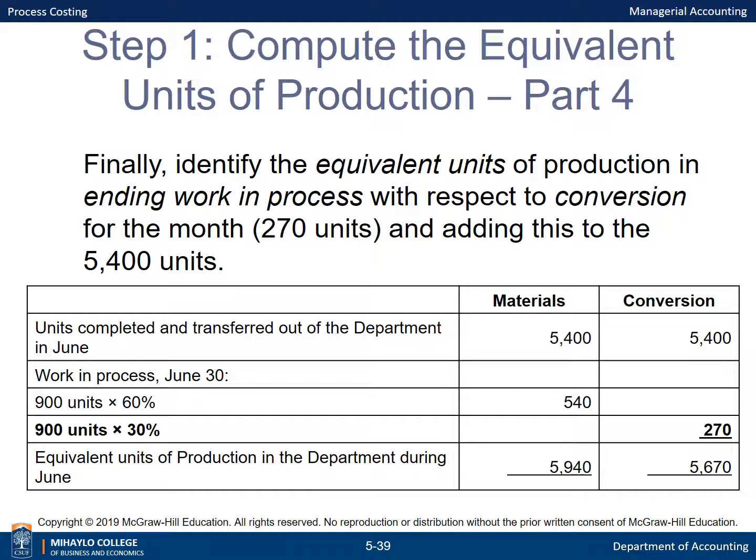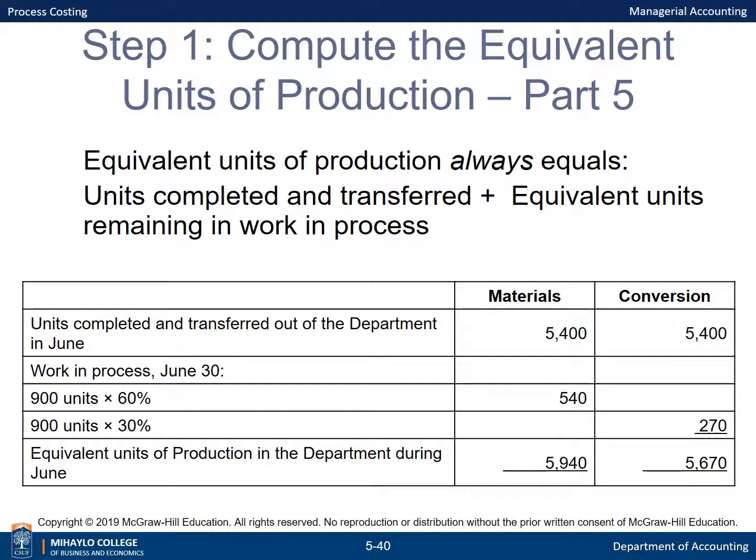Finally, identify the equivalent units of production in ending work in process with respect to conversion for the month and add them to the units completed and transferred out. The 900 units in work in process on June 30 were 30% complete as to conversion, for a total of 270 equivalent units. Adding the 270 to the 5,400 units completed and transferred out in June equals a total equivalent units of production in the department for June of 5,670 for conversion.